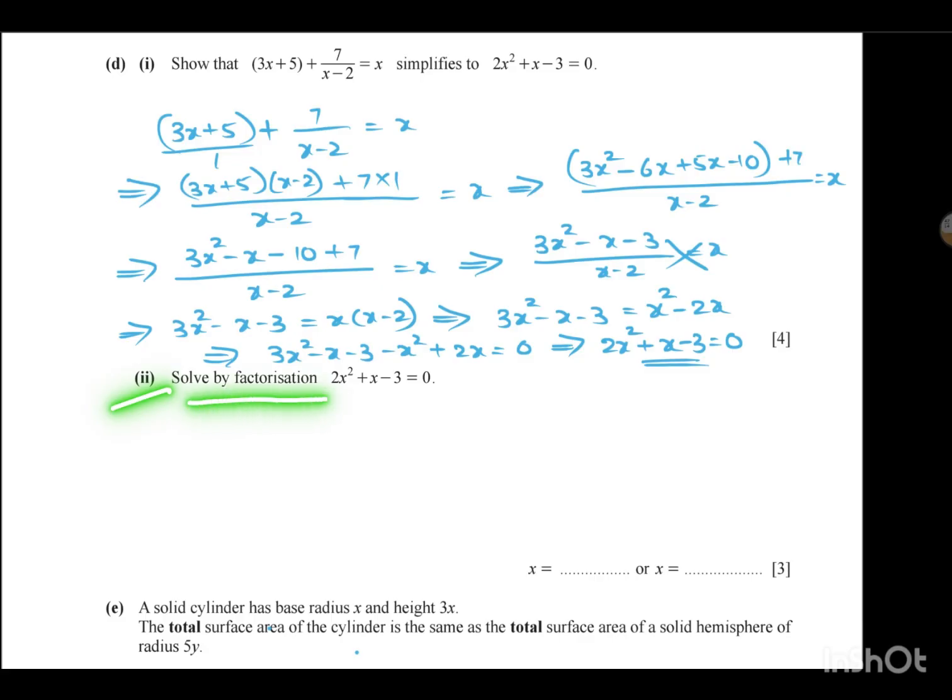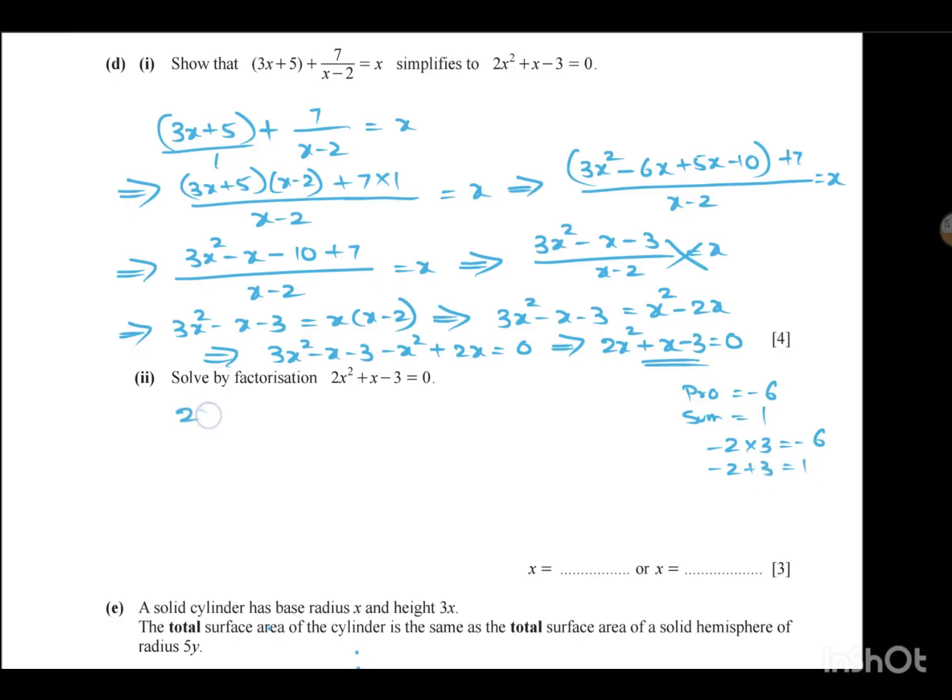Solve by factorization. 2x square plus x minus 3 is equal to 0. Now using factorization, you have to split the middle term. The sum of the two numbers should be 1 and the product of the two numbers should be 2 into minus 3, that is minus 6. So product is minus 6, sum is 1. What are the two numbers here? I think we can take minus 2 into 3 and minus 2 plus 3.